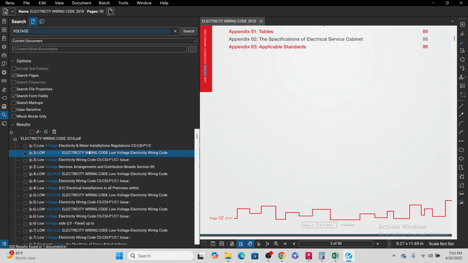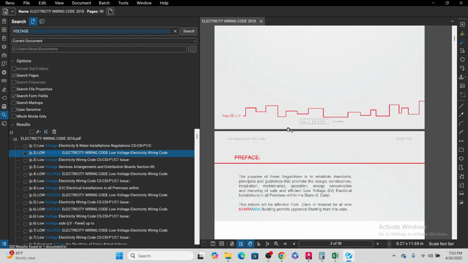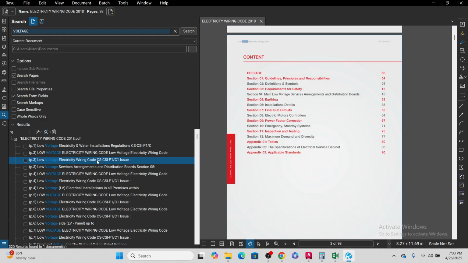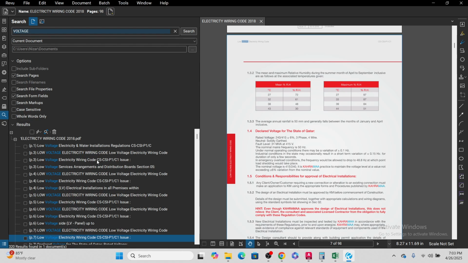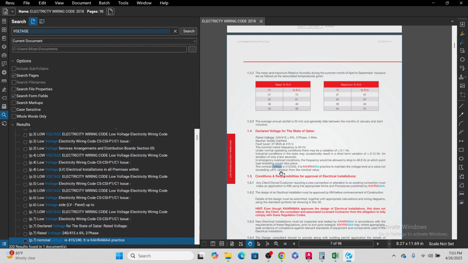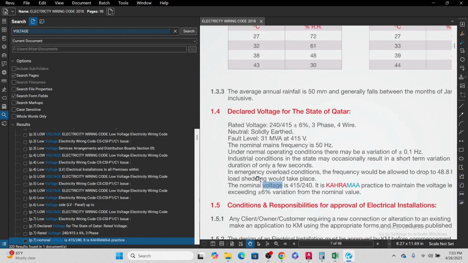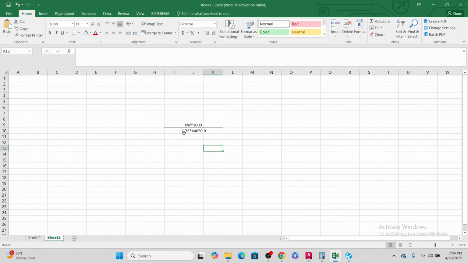I told you before, this one, same thing. Here, rated voltage: in Qatar they are using 240 and 415. Okay, so we will use the same here also. So let's go with 415 instead of 440. Check your regulation in your country and you will know what you have to use. So this is the formula.